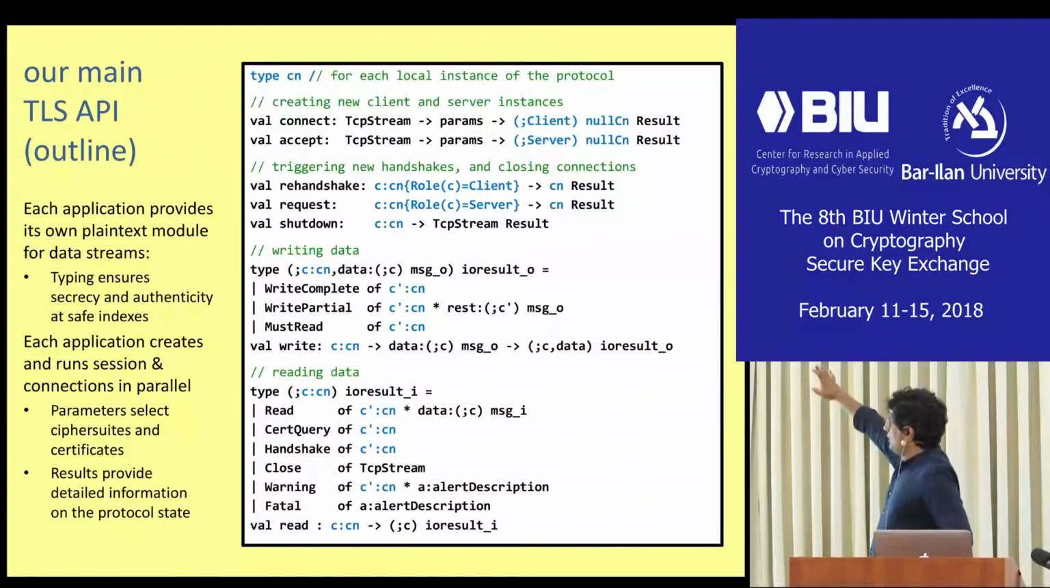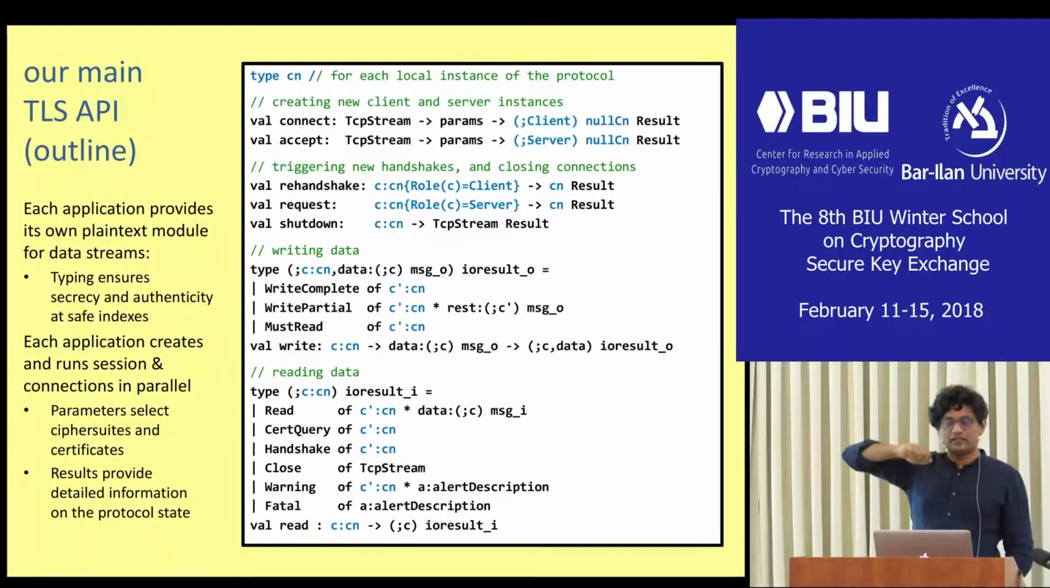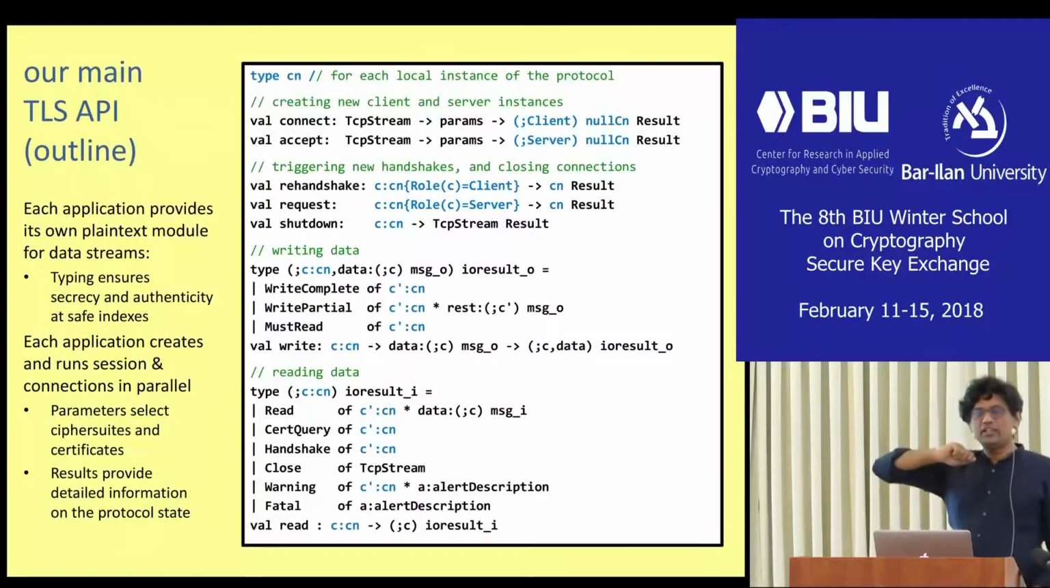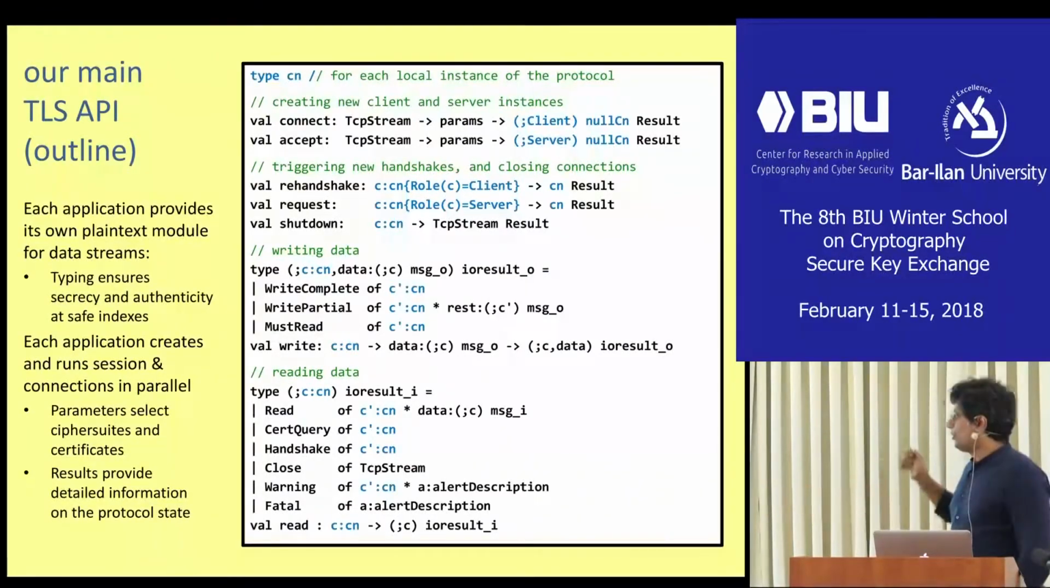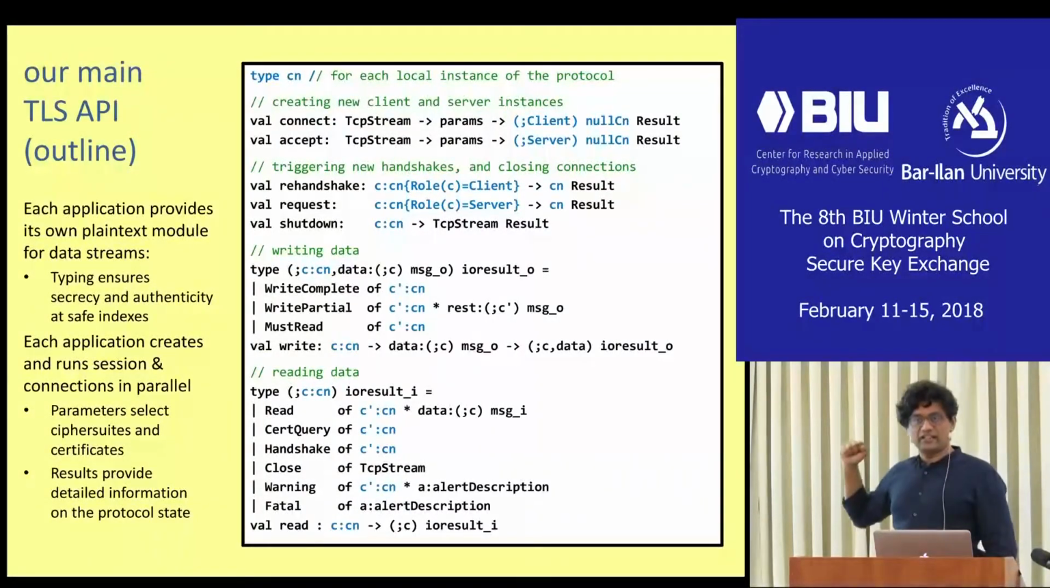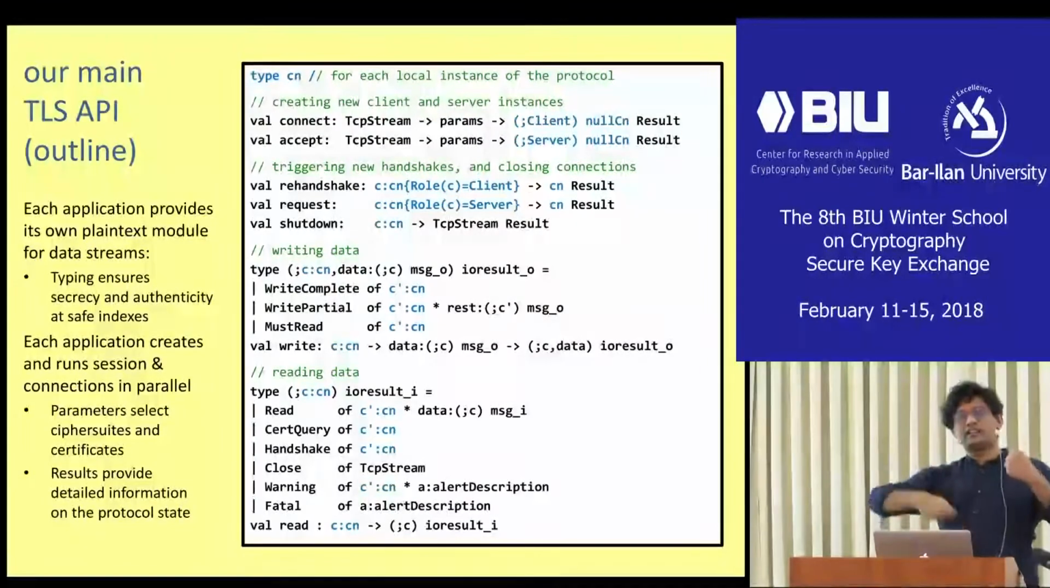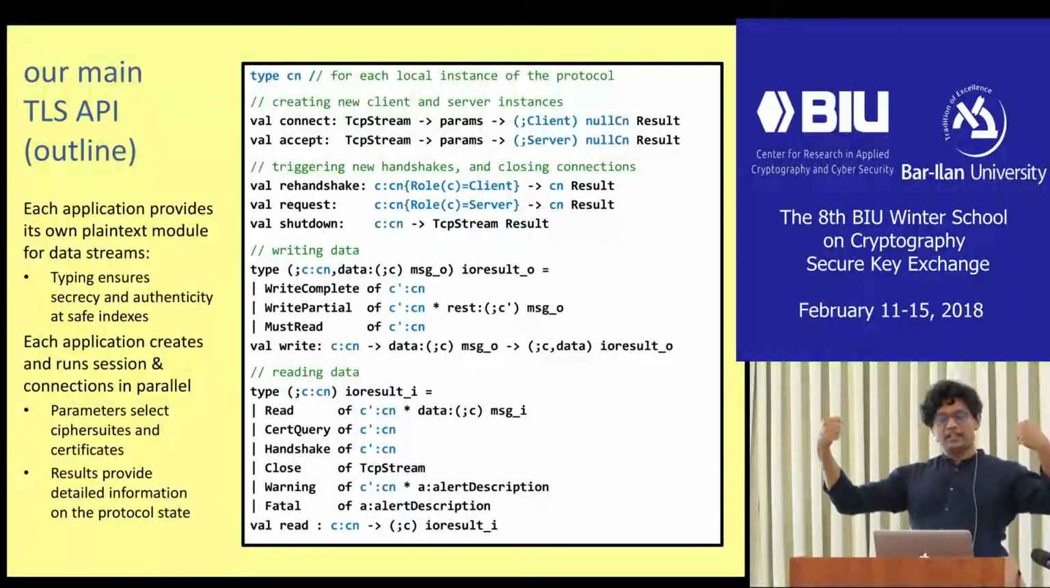So for TLS, you have a type called connection, for each connection that you're going to make. And the way you're going to use the TLS API is you're going to call connect. The client is going to call connect. The server is going to call accept. When you call connect, you give a TCP stream and some parameters that you're going to use for the handshake, and you get back a client-side connection. The server calls accept and gets a server-side connection. Okay? And now they can start writing and reading on this connection object that they have.